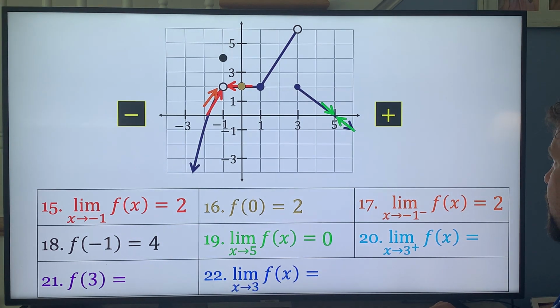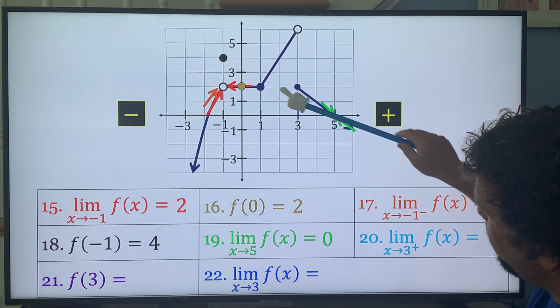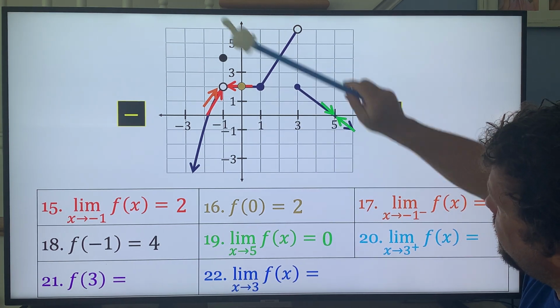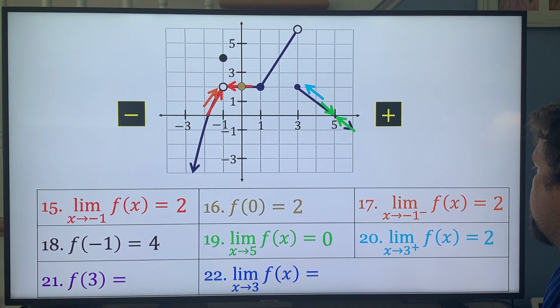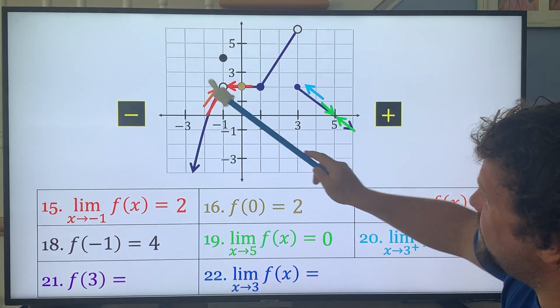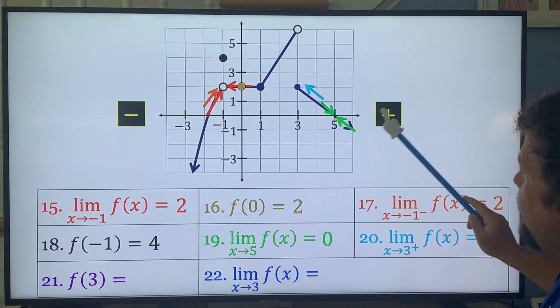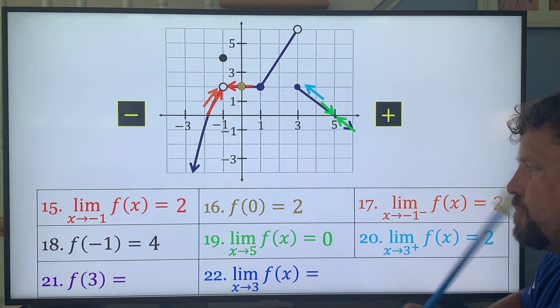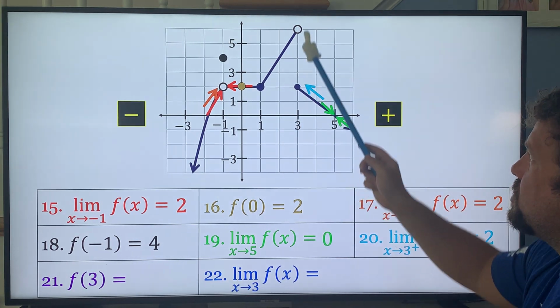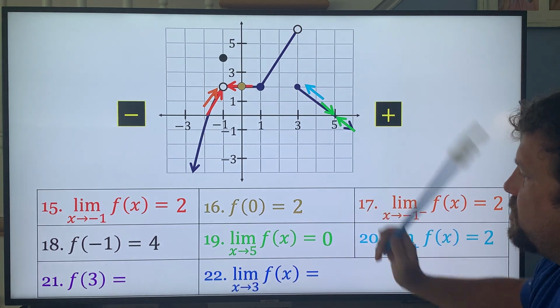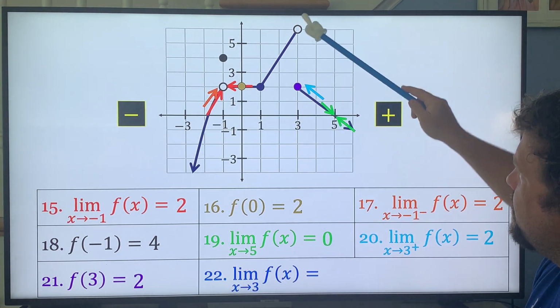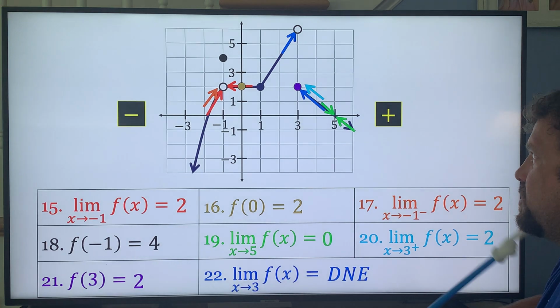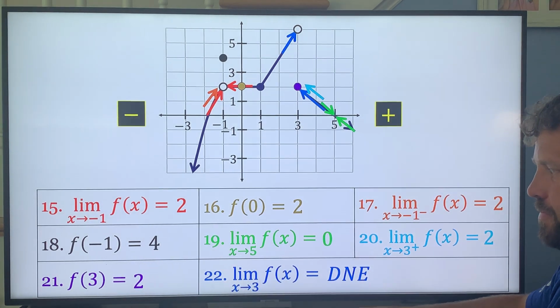The limit of f of x as x approaches 3 from the positive side. Wait. Oh, 3 from the negative side, gotcha, is 6. 3 from the positive side is 2. Where's the closed circle at? F of 3 is also 2. A lot of 2's here, right? And the actual limit at 3, because these two limits do not approach the same number, does not exist.